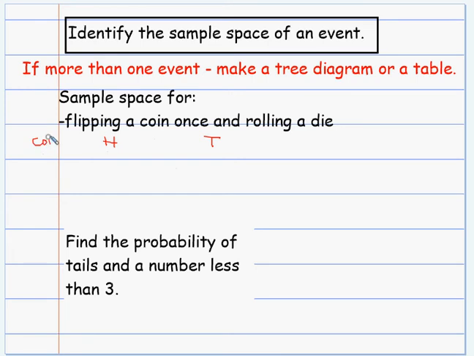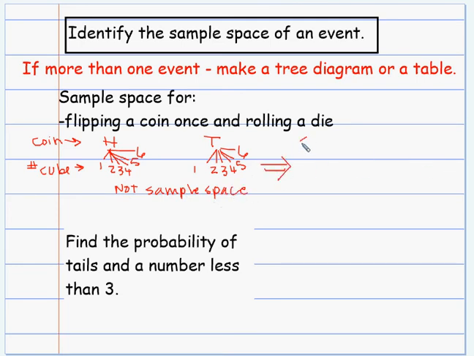So this would be coin and then number cube or die. So from the heads I could get a 1, a 2, a 3, a 4, a 5, or a 6. And from the tails I could do the same thing, a 1, a 2, a 3, a 4, a 5, or a 6. So now this is a tree diagram. This is not the sample space. Okay, we need to take this and write it as a list.